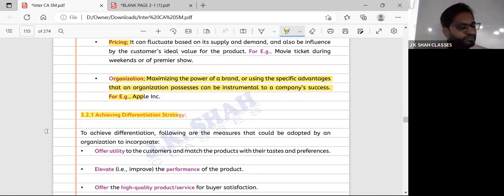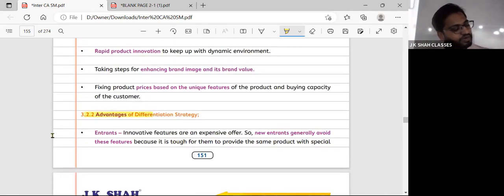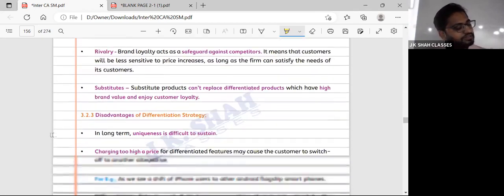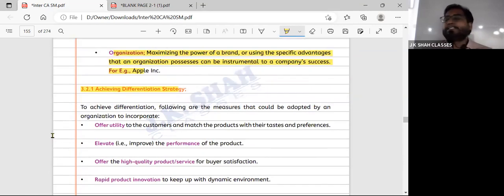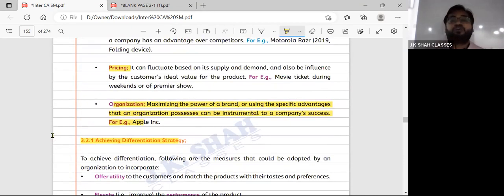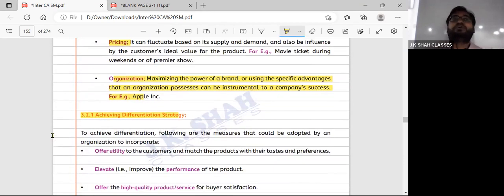How to achieve differentiation, advantages, disadvantages. Let's talk about how to achieve it. You want me to write or mark?